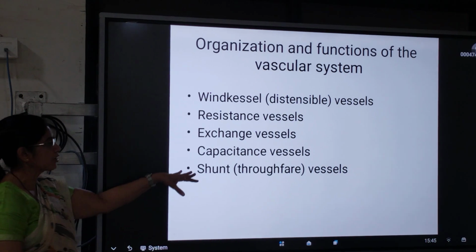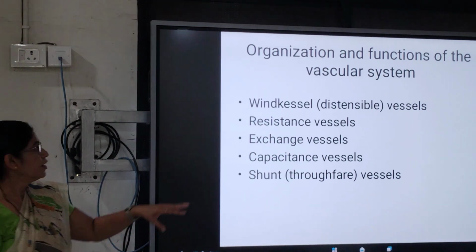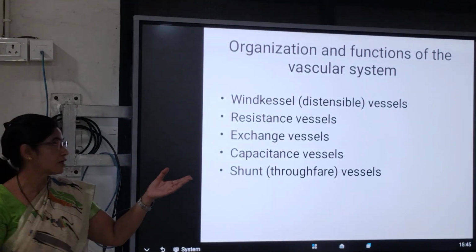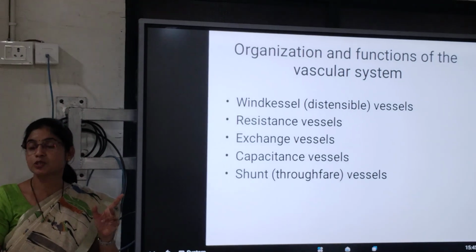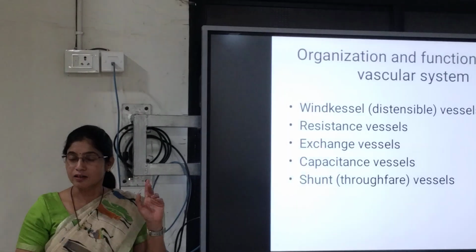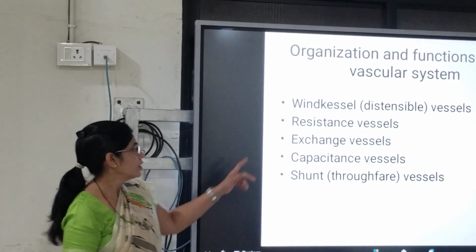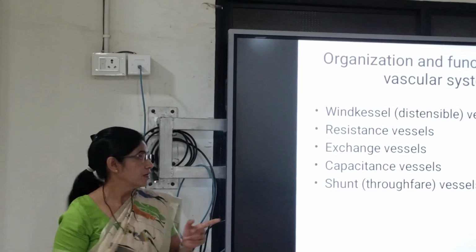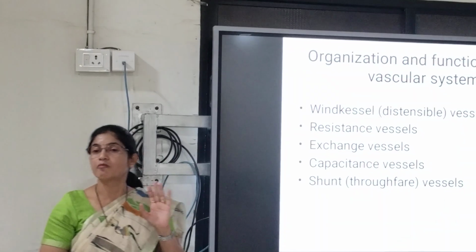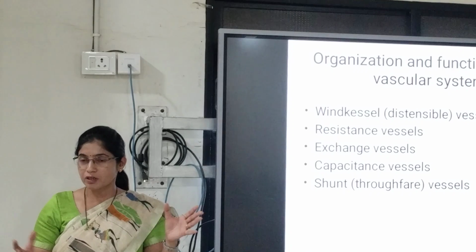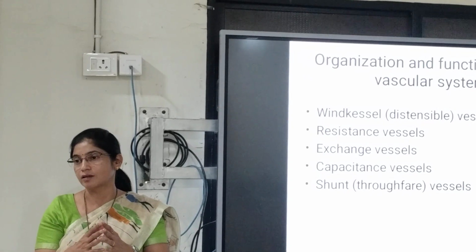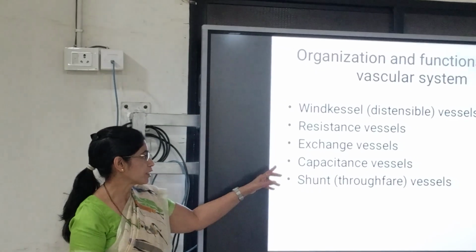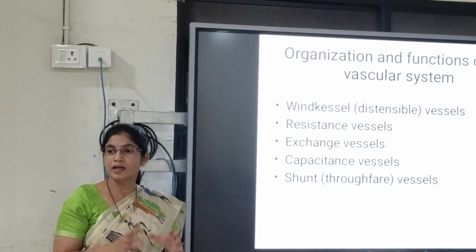So we have 4 types of blood vessels. Conducting vessels: you can take the example of the aorta and the large arteries. Resistance vessels are the arterioles. Exchange vessels are the capillaries. Capacitance vessels are mainly the venules and the veins, because they act as a reservoir of blood. Much of the blood accumulates in the venous system, and that's why capacitance vessels are your venous system.